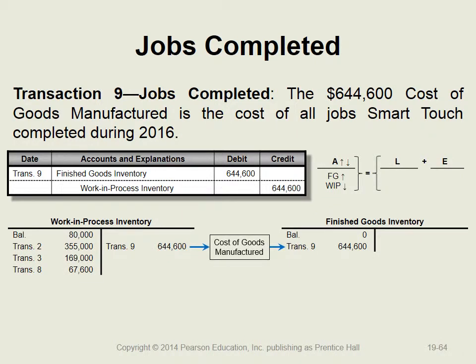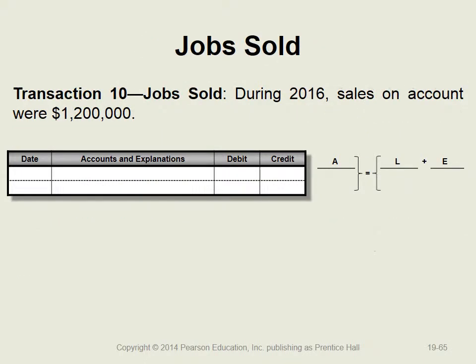To accomplish this, finished goods inventory is increased with a debit of $644,600, and work in process inventory is decreased with a credit. Transaction 10 records $1,200,000 of sales on account. The asset accounts receivable is increased with the debit and sales revenue is increased with the credit.